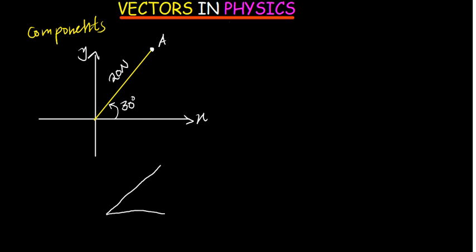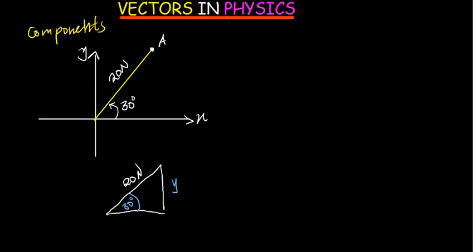So we have seen that this is 20 newtons, and then the angle, which is called the direction of the vector here, is 30 degrees. If you see, this side is going up. This is called the y component. This side is parallel to the x-axis. This is called the x component.